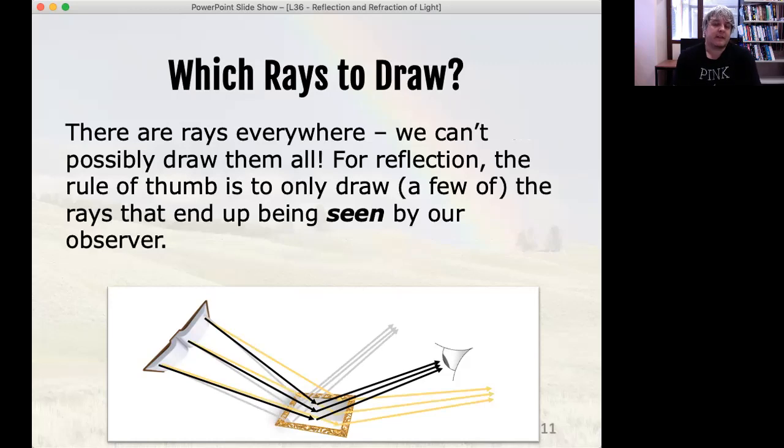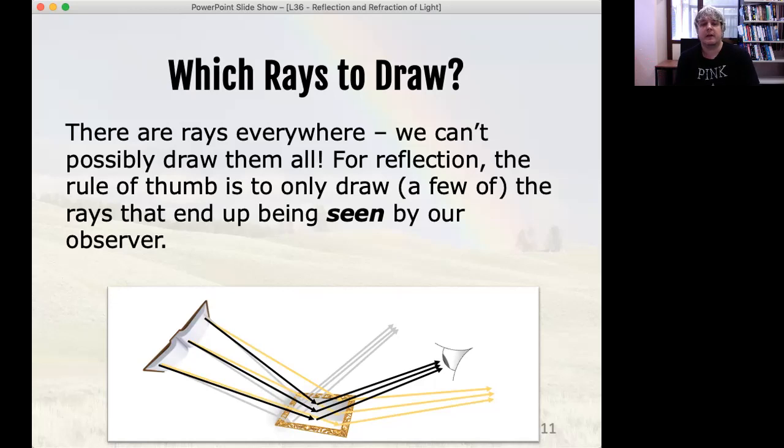Remember, of course, that rays are going everywhere all the time. The photons that hit that book are being sent off in every direction. It's diffuse reflection, so they're going off literally in every possible direction. And that means that if you were going to draw all the rays, it would just fill up your entire page. It'd just be one big black splotch because it would just be rays in every possible location.